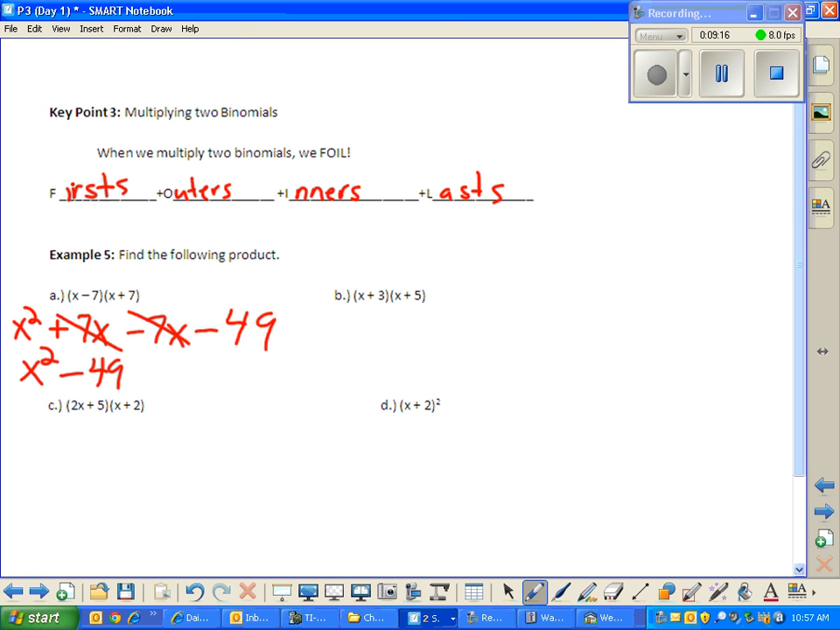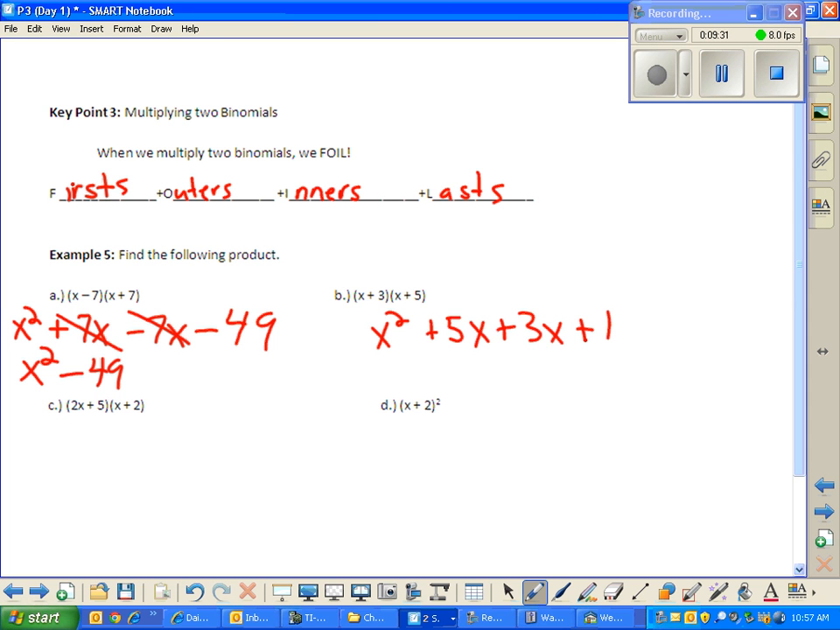We are going to factor here in a couple of weeks, I think. So we have x plus 3 and x plus 5. We're going to FOIL those, doing our firsts, outers, inners, lasts. X times x is x squared. Outers is 5x. Inners is 3x.